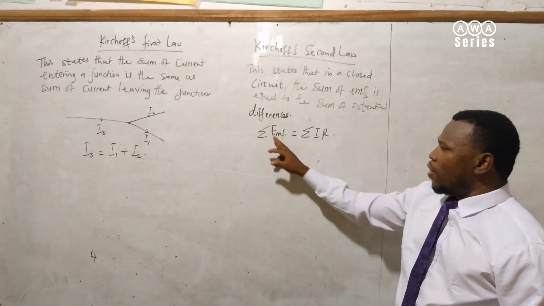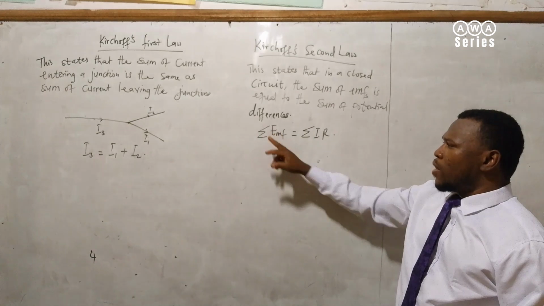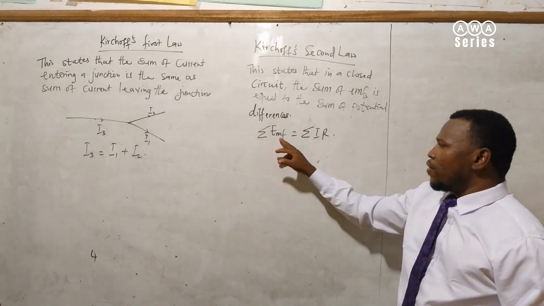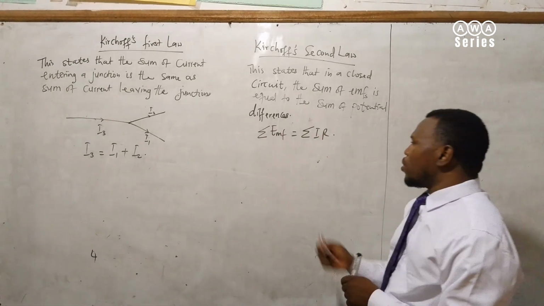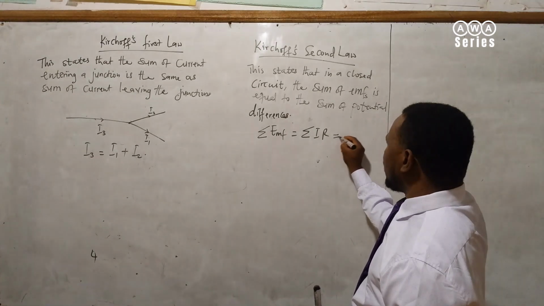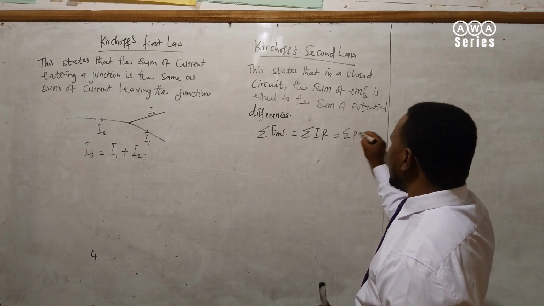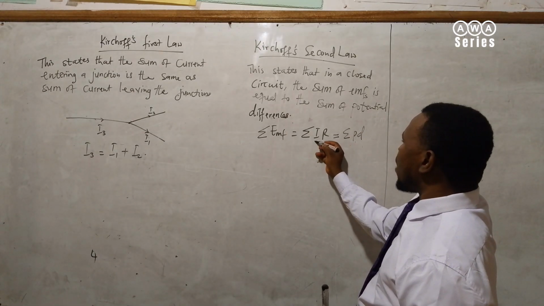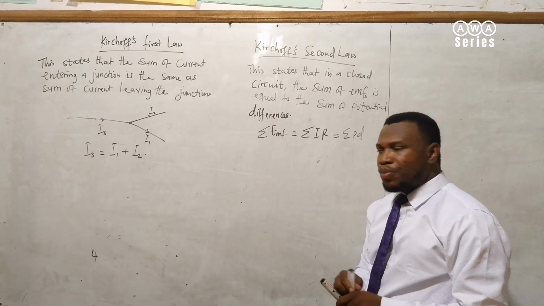So the sum of EMF, if you see this is sigma. Sigma means sum. Sum of EMF equals sum of potential difference, sum of PD. Bear in mind, PD is always given by I times R from Ohm's law.